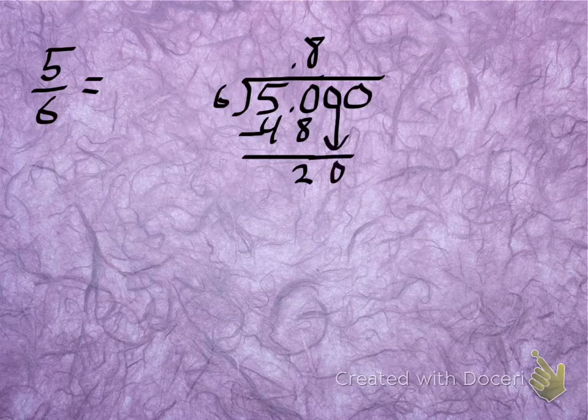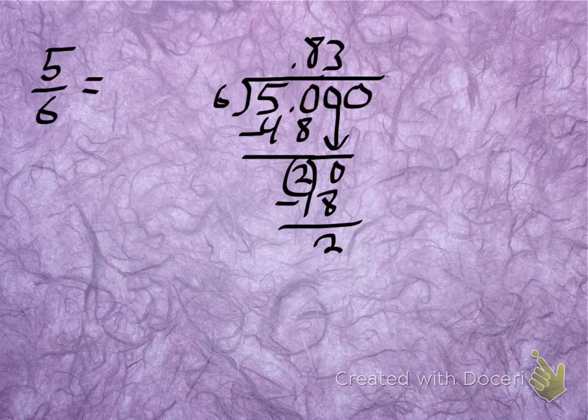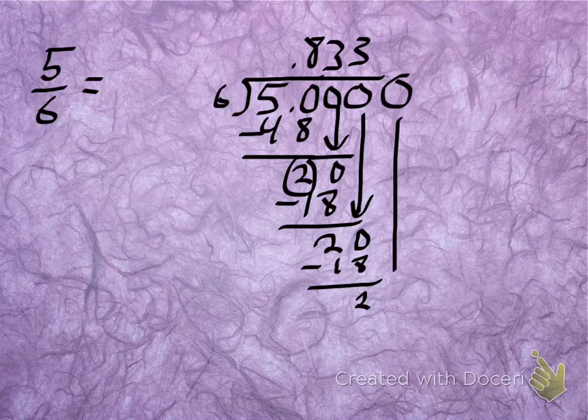Stop going ahead, Mac. 6 goes into 20, it's going to be 3. 6 times 3 is 18. You subtract, you get 2. Wait a second, didn't we just have 2 a second ago? Yep. Bring down another 0. 6 goes into 20. 3 times. We're going to get 18. We're going to subtract. We're going to get 2. Put in another 0. Bring it down.